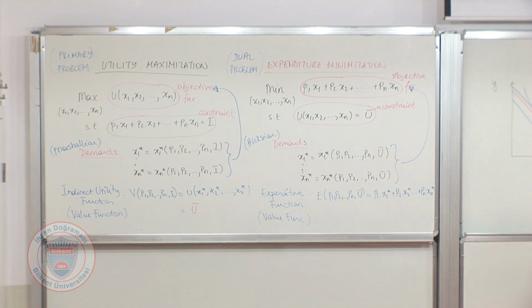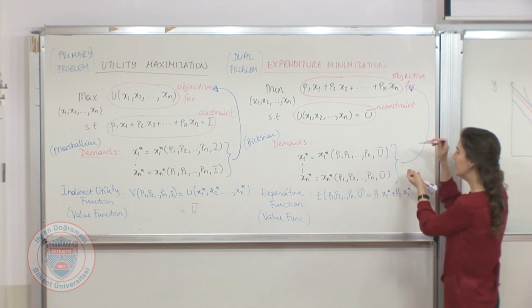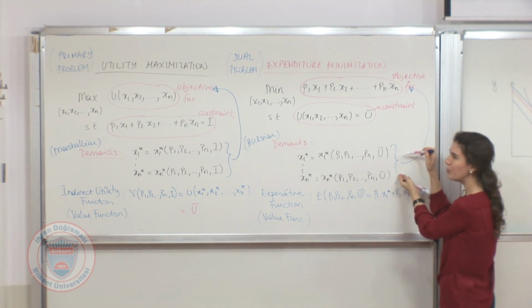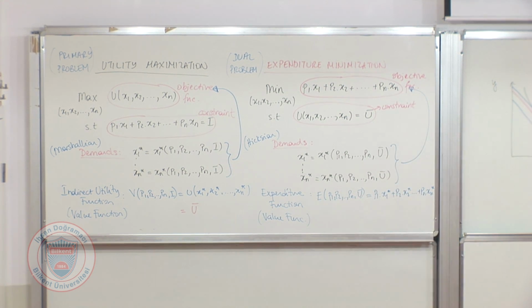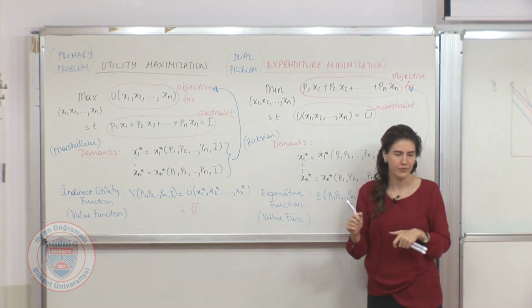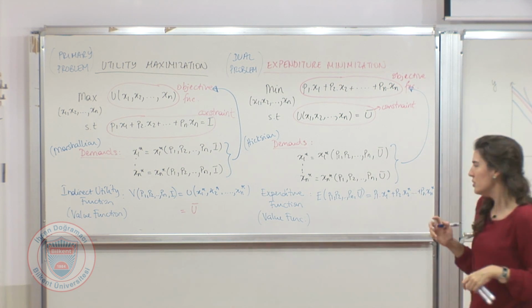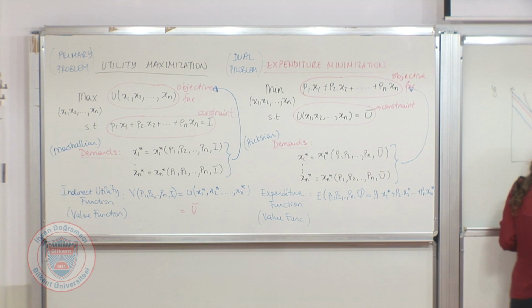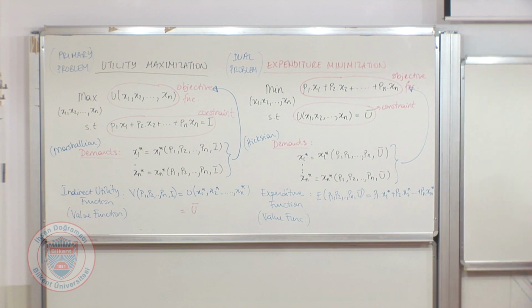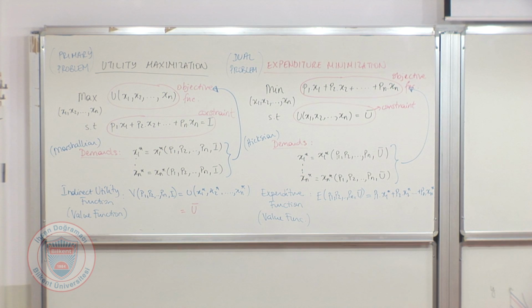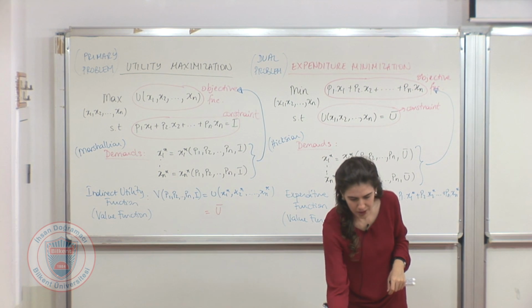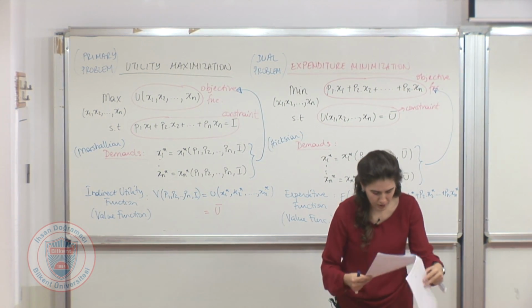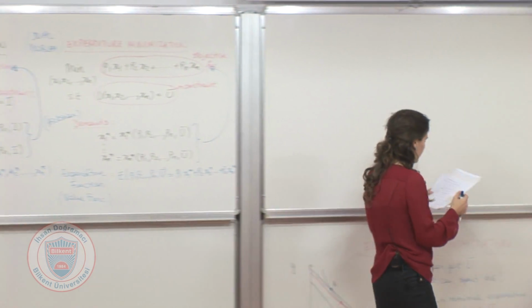So when you solve this expenditure minimization problem, you get your demands, right? When you plug them back into your objective function, you get the minimal amount of expenditure. The function that gives the minimal amount of expenditure is called the expenditure function, okay? Is that clear? Good. Because we have figured out how to solve the utility maximization problem, we can solve this problem as well. So let's do this.